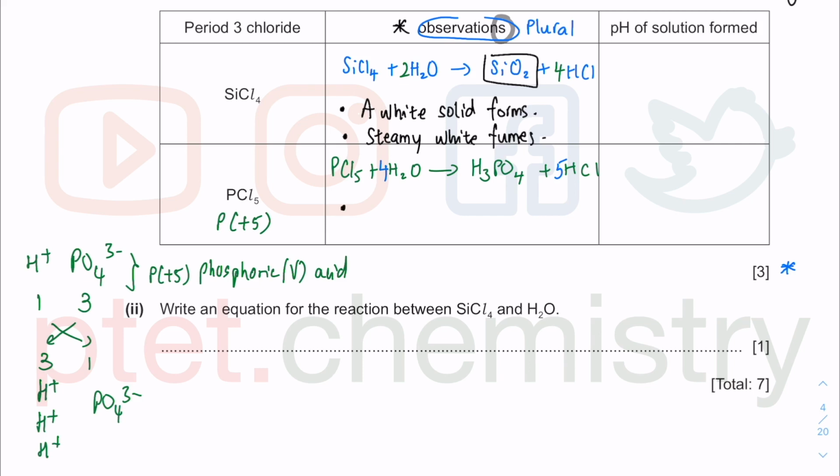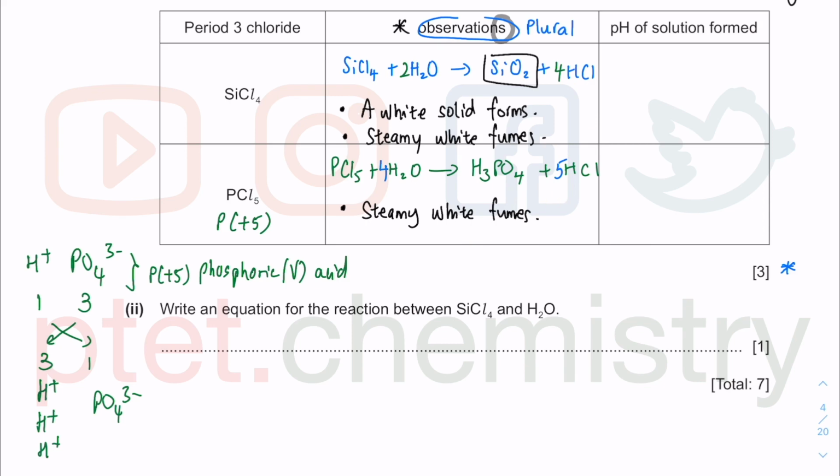What else can we say about the second one? You also get a very exothermic reaction forming steamy white fumes. The thing is H3PO4 can dissolve in water to give you phosphoric(V) acid, and therefore you can say a colorless solution, but PCl5 is a colorless liquid to begin with, so steamy white film should probably be enough. In both of these cases, you're producing strong acid. Here you're producing 2 strong acids.